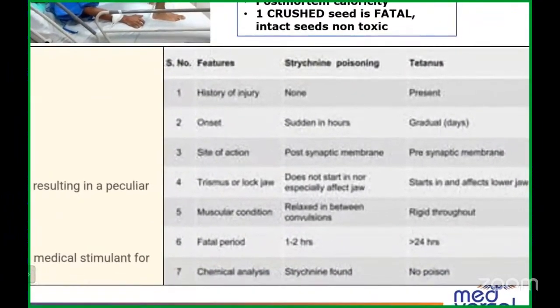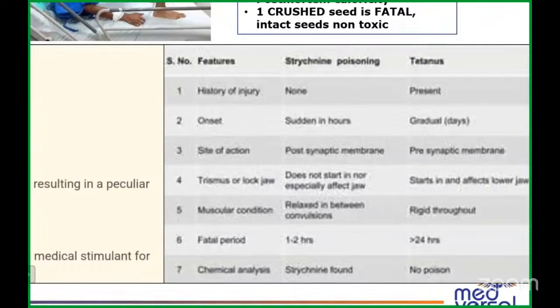I think the slide is not very clear. I'll try to dictate it out to you. So in tetanus poisoning, there's always going to be a history of injury with an old nail or a rusted iron object. The onset for tetanus poisoning is going to be gradual, whereas strychnine, because it's usually ingested via seeds, the onset is sudden and within hours.